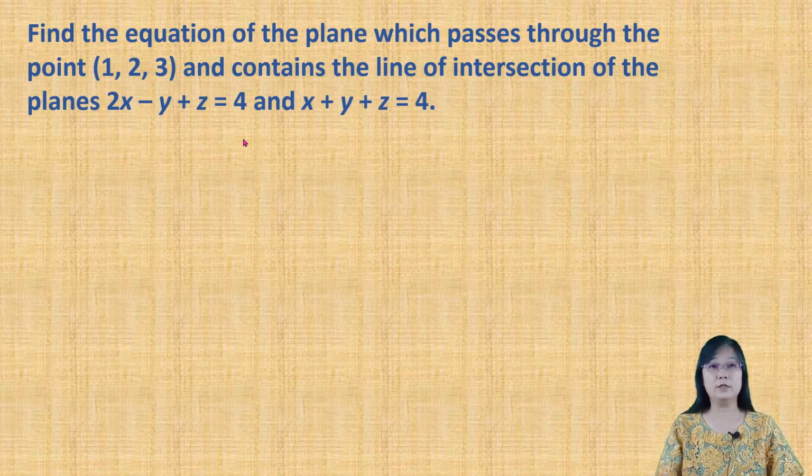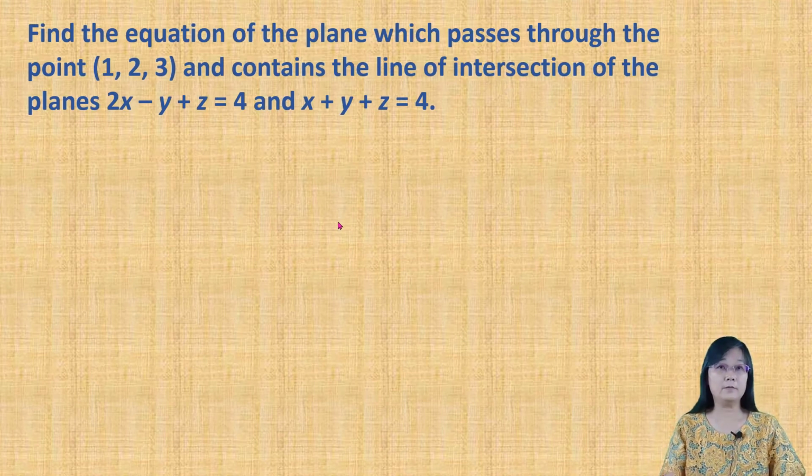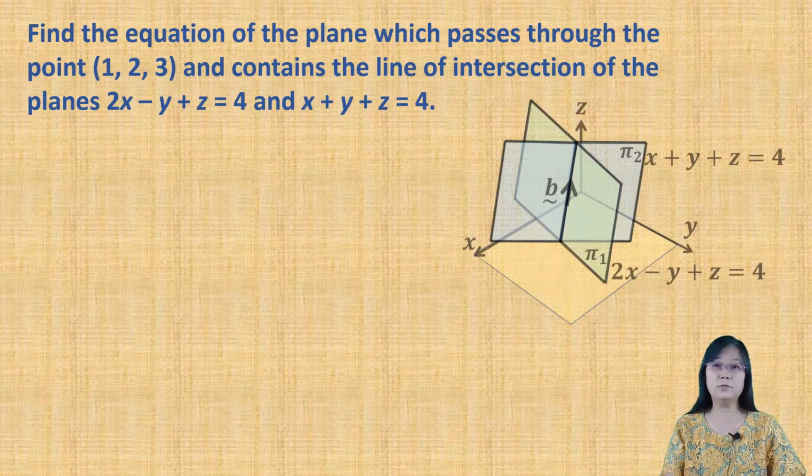Then next we need to find the normal vector. To find the normal vector, we need any two direction vectors. From the question, we know that the plane contains the line of intersection of these two planes. So that means the direction of the intersection line is parallel to the plane. So now I'm going to find the intersection line of these two planes.